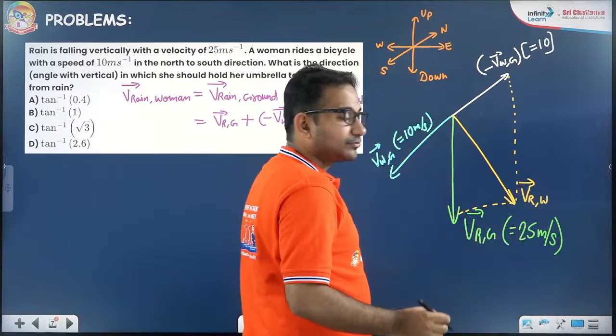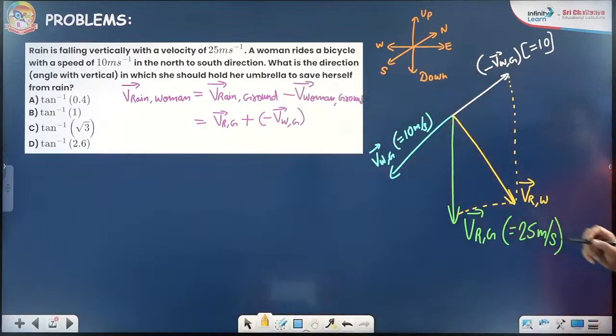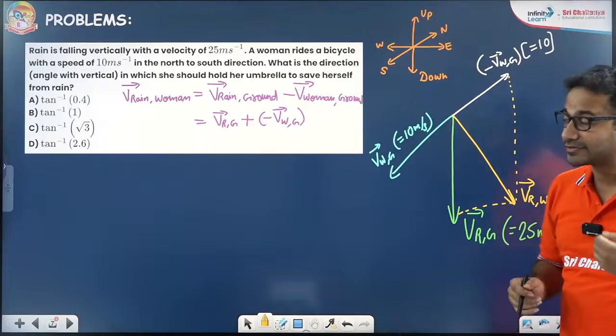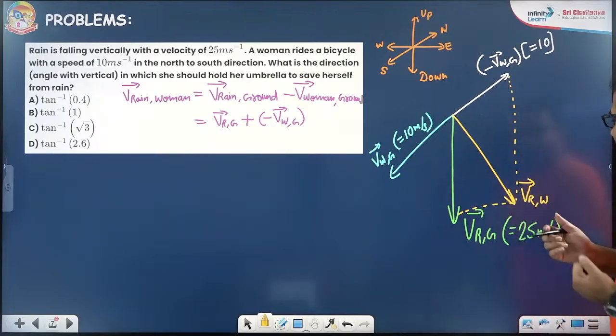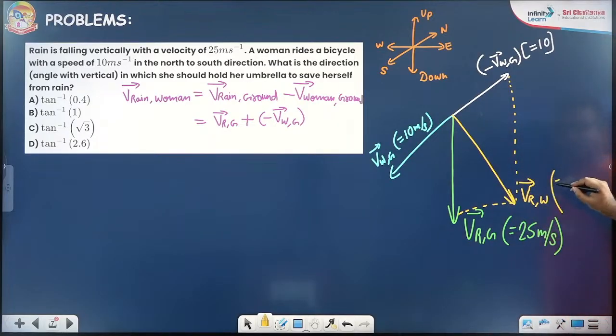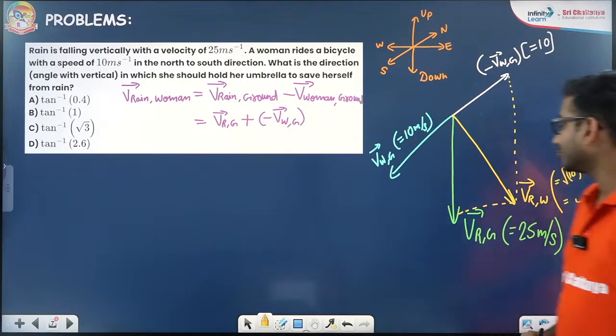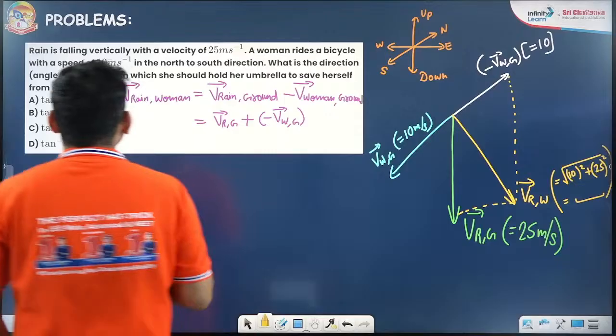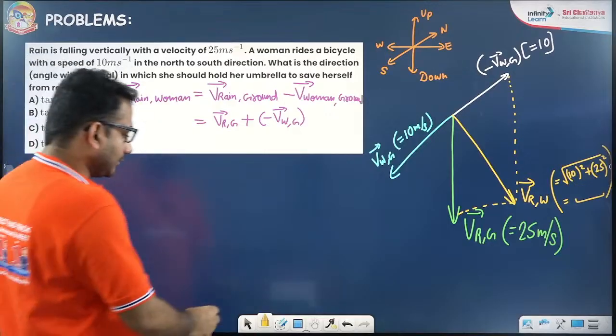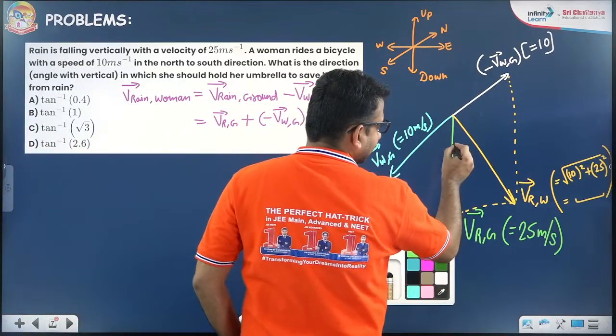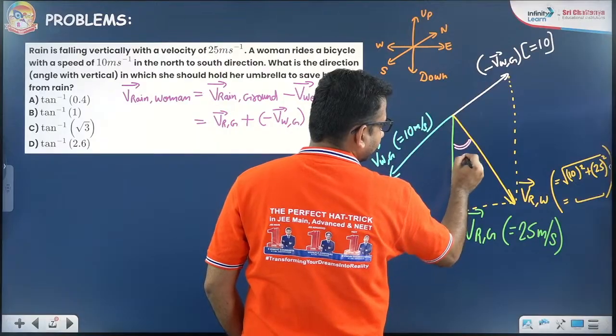If they are asking you the magnitude, the speed with which the raindrops will hit the woman if there is no umbrella, then that can be written as under root of 10 square plus 25 square, whatever it is, although they didn't ask. What they asked is the angle with the vertical. They are asking you this angle, phi.